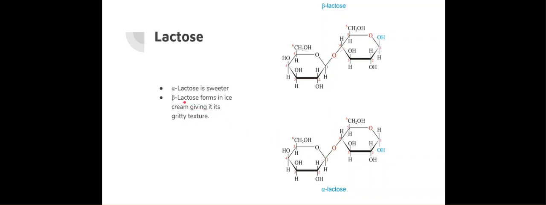Beta lactose forms in ice cream as it sets and ages. It goes from alpha to beta lactose. And this is what gives ice cream its gritty texture if it gets too old. You ever pull out old ice cream and get that grittiness in it? That's because that sweeter alpha lactose is converted to beta lactose as it's sat there.